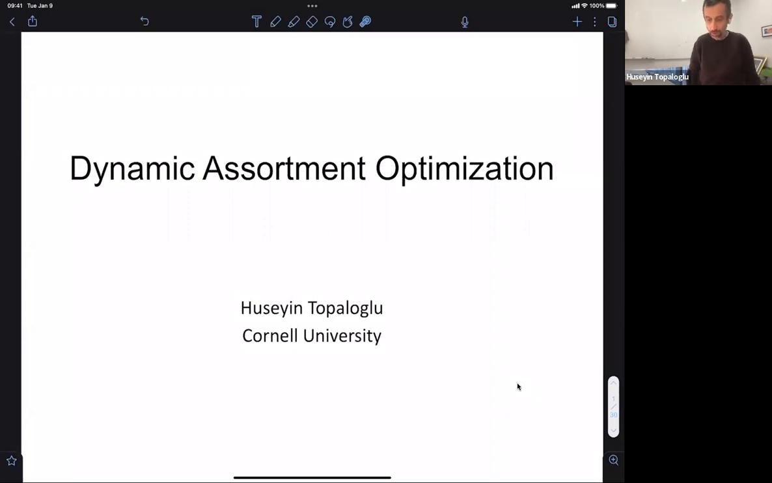So today is going to be our third and last lecture. And today we're going to be talking about dynamic assortment optimization. So what is dynamic assortment optimization? How does it differ from the assortment optimization problems that we talked about in the first two lectures?